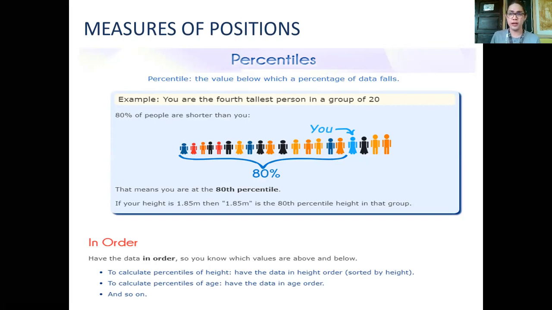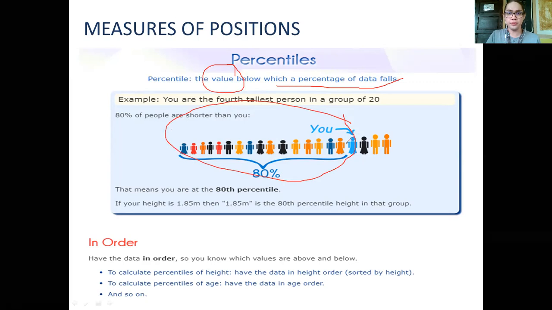So when we say percentile, percentile is the value. Say with me, value. It is the value below which a percentage of data falls, and that refers to percentile. Let's have an example. Let's say you are the fourth tallest person in a group of 20. So there are, as you can see in the illustration, 80% of people that are shorter than you, of course, based on the illustration.